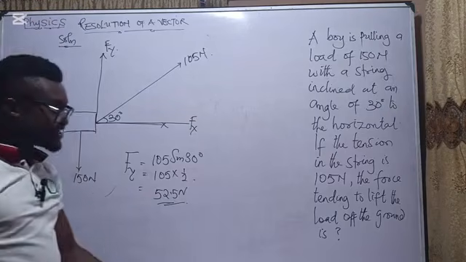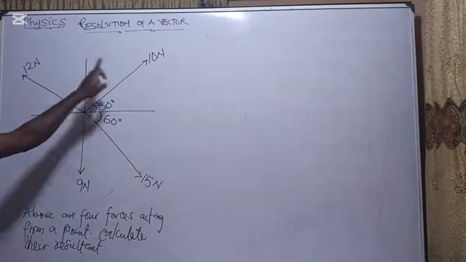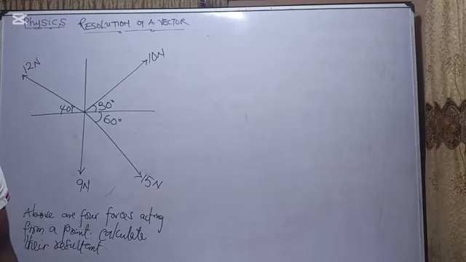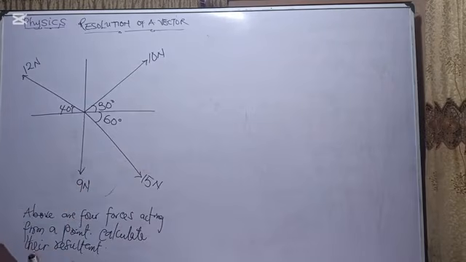Now let's take another exercise. We look into the question here. The question reads, above are four forces acting from a point. Calculate their resultant. So we have four forces: 12 Newton, 10 Newton, 15 Newton, and 9 Newton. Now we are going to employ resolution of vectors. So we have to resolve each and every one of the forces along vertical and horizontal, after which we find the resultant of it.